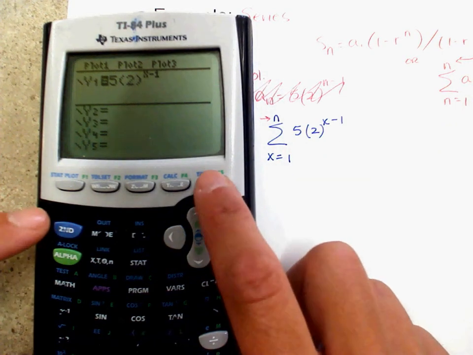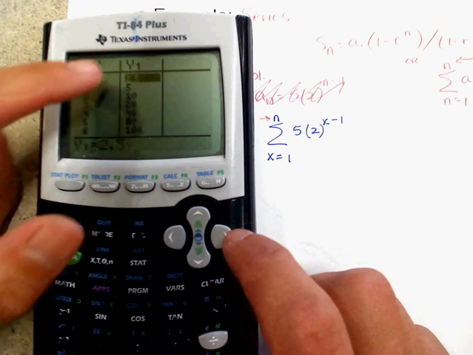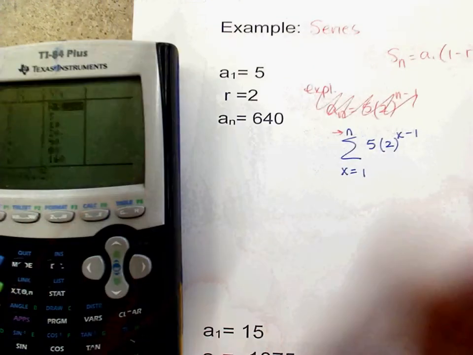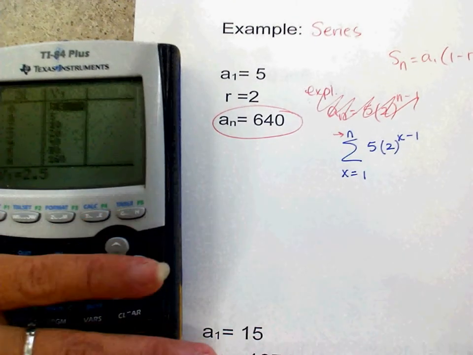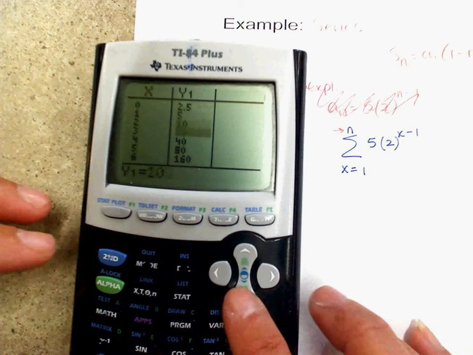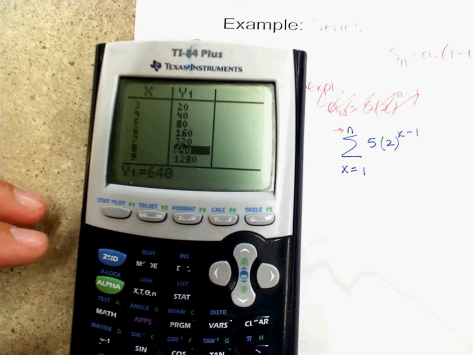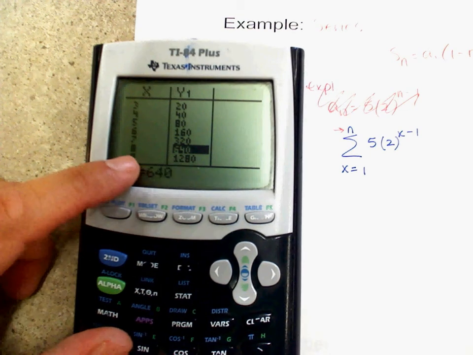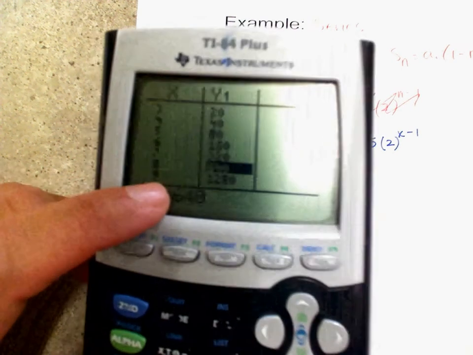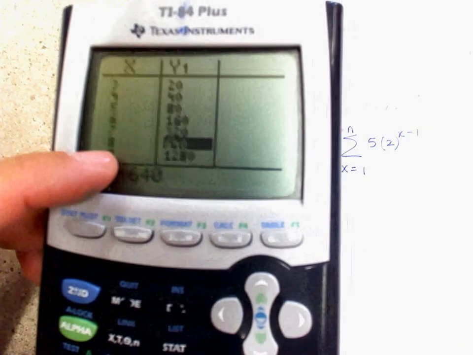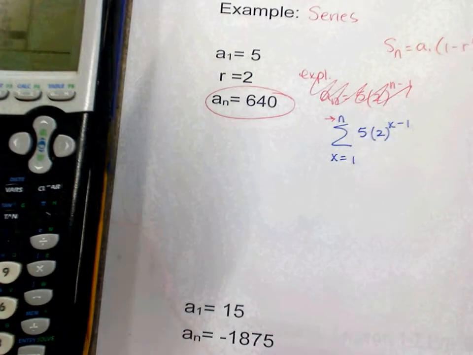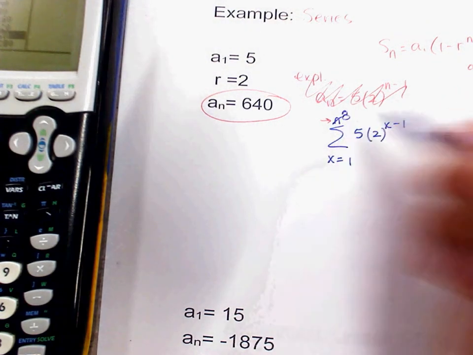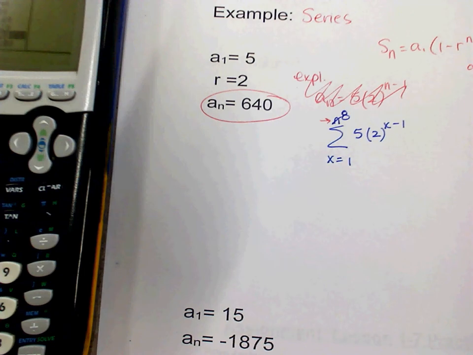Go to y1. Look for what number? What number am I going to look for? 640. That's the number you're looking for. Do you see 640 anywhere? What is the x value? 8. Okay, you see 8? So guess what? You're going to replace this n here with what? Number 8. Because you don't know how to do logarithm yet, we have to do it the long way.